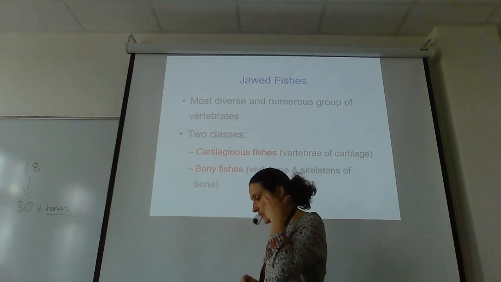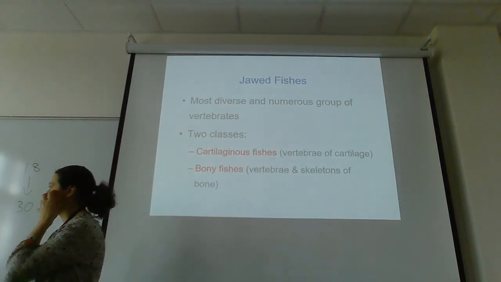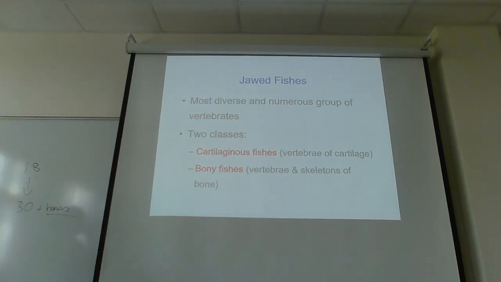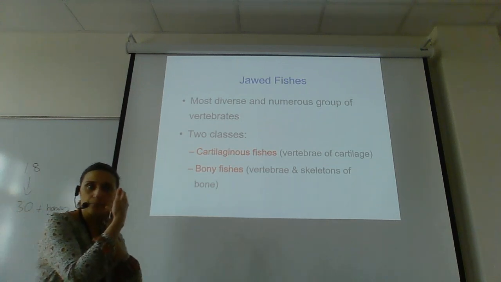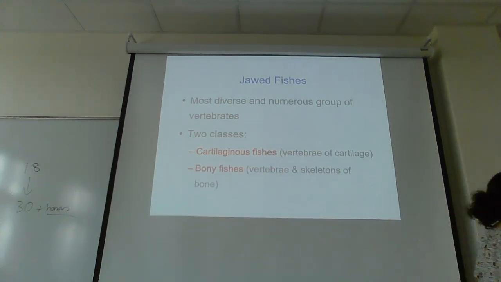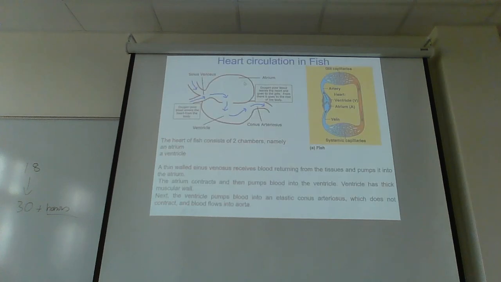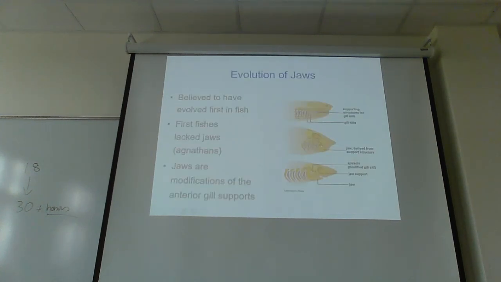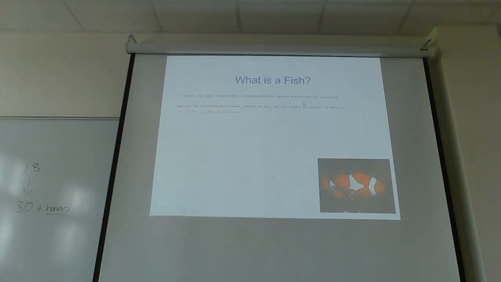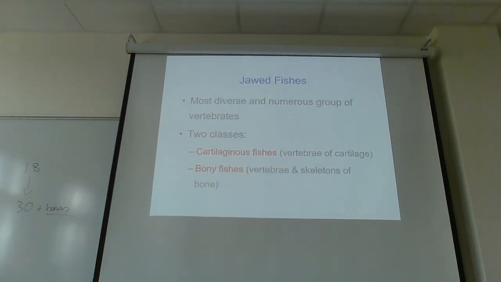Remember the anterior supports for the gill openings. They transform over time, over billions of years, and they become the jaw. Okay, we saw that in a previous slide. So these anterior supports, the yellow structures, transform over time and become the bones of the jaw. So fishes are jawed animals for the first time.